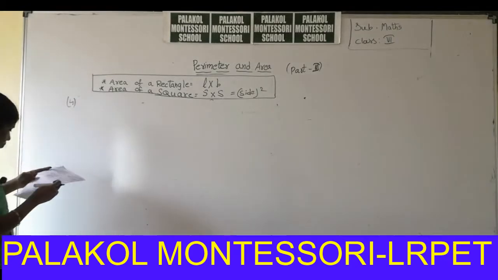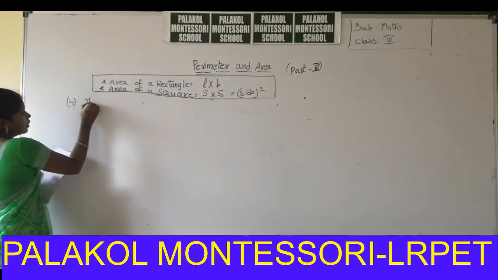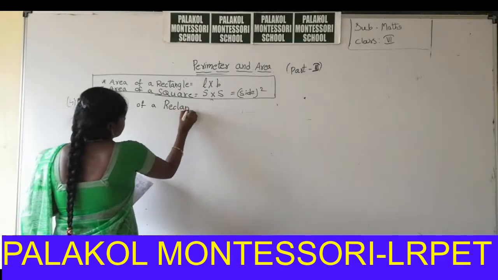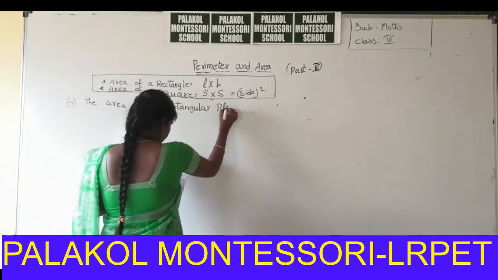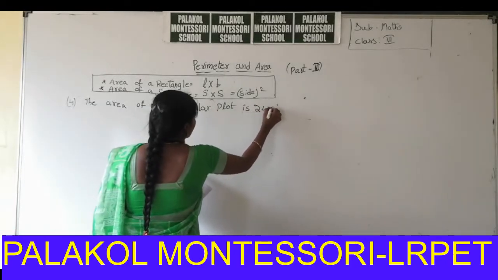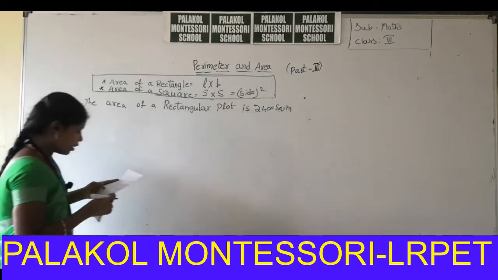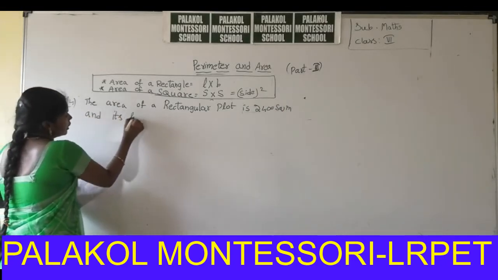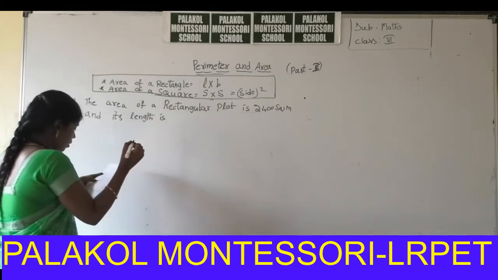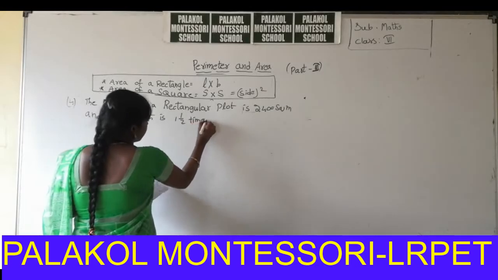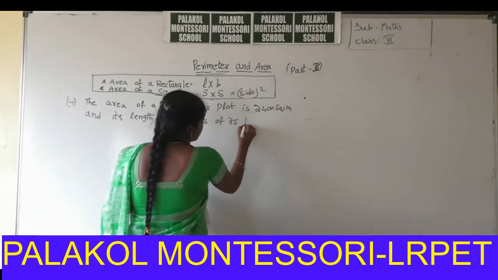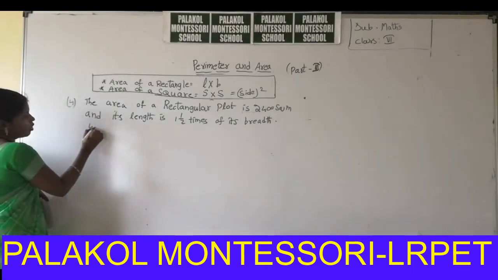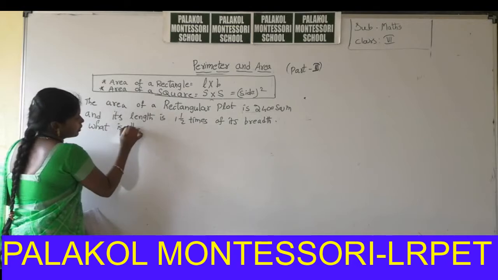So fourth one. The area of a rectangular plot is 2400 square meters, and its length is 1 1/2 times its breadth. So what is the perimeter?